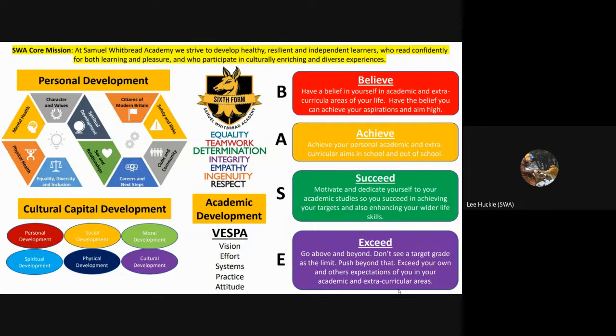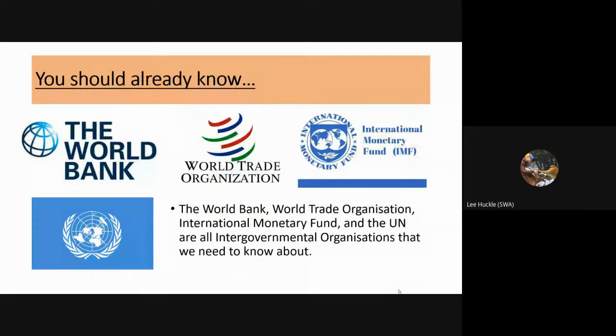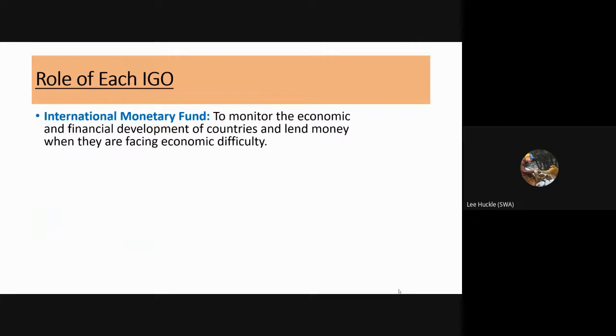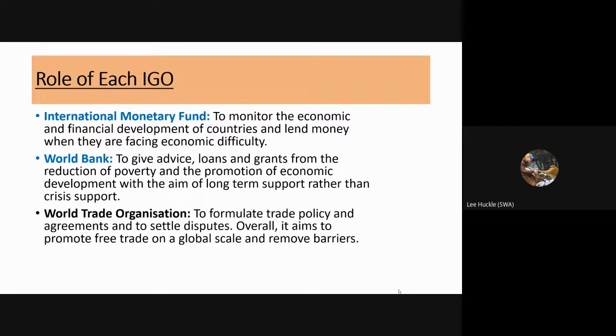So we started with a general discussion, a reminder really from the globalization unit, of the World Bank, the World Trade Organization and the IMF. And then a brief summary of the role of each of these IGOs. In other words, what's the difference between the IMF, the World Bank, and the WTO? So make sure you revise those differences.